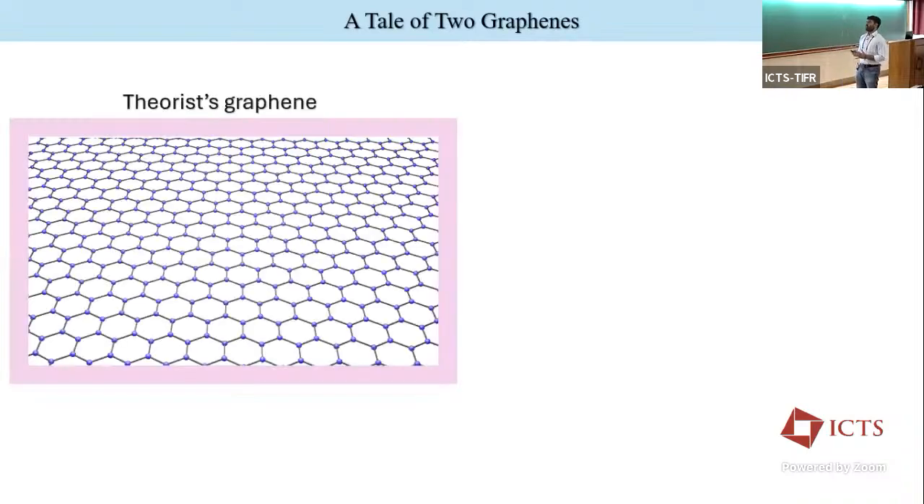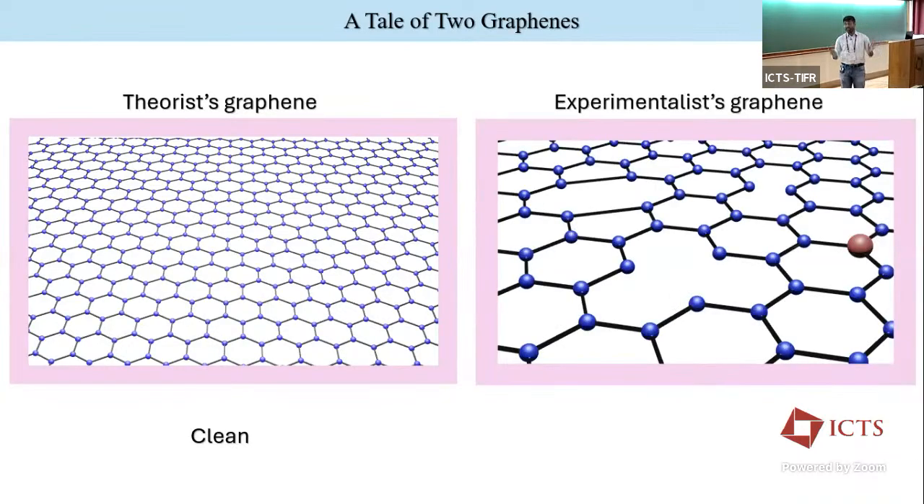On one hand, you have what is called the theorist's version of graphene. It's pristine, clean, with no disorders, defects, and impurities. It can be described as a clean electronic system. On the other hand, you have what is called the experimentalist's version. It has lots of disorders, defects, and impurities, and at the end of the day, it just gives you a disordered or diffusive electronic system.